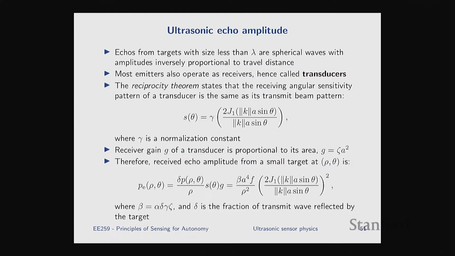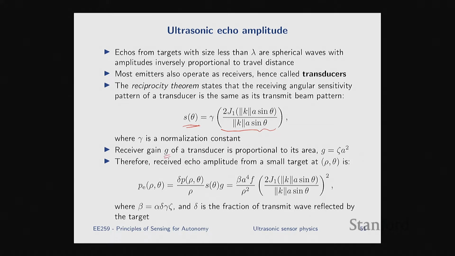Okay, so basically the sensitivity of your receiver, S of theta, is going to be the exact same pattern as its beam pattern that it's radiating or emitting, the same Bessel function dependence. But also there's a gain factor, which is a measure of how much of the return echo's energy your receiver is collecting, and that is proportional to its area. The larger it is, more of the acoustic energy is captured by it, right? It's directly proportional to the area.